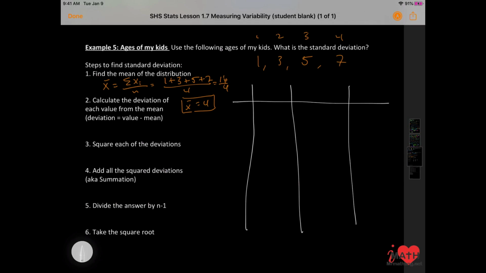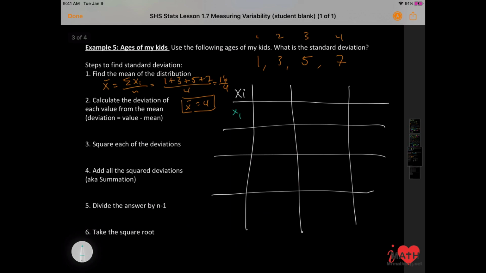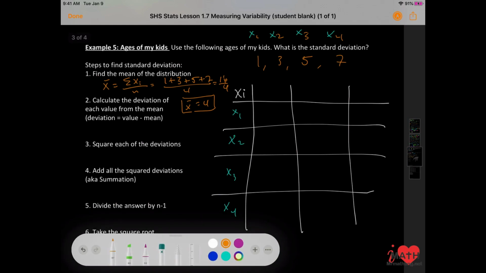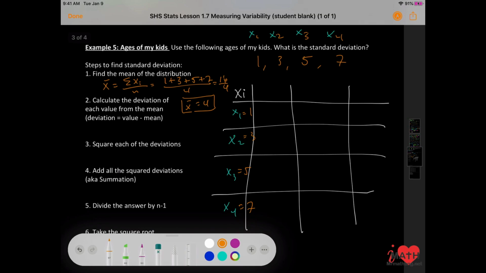Okay. Here are the numbers. Xi basically means the i-th number. For example, this would be x1, x2, x3, x4. It's just a number in the list. Does that make sense? So that would be, let's use orange because it started, 1, 3, 5, and 7. Okay, what do you do next?